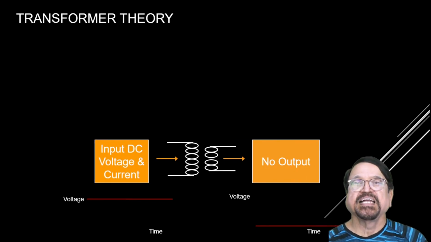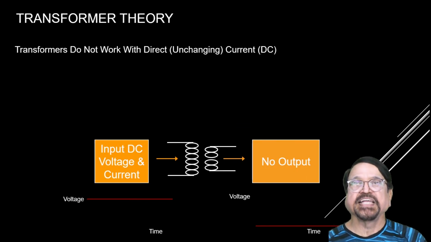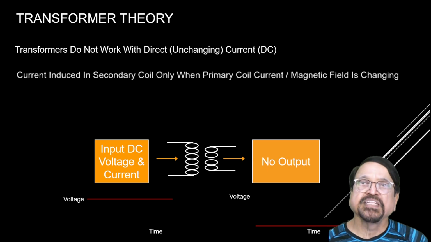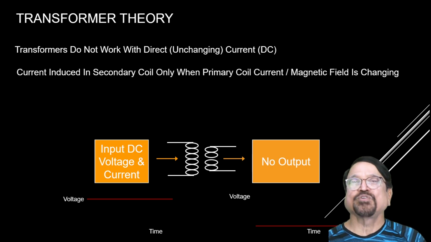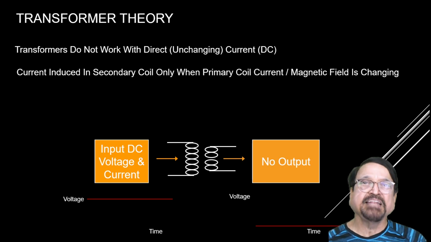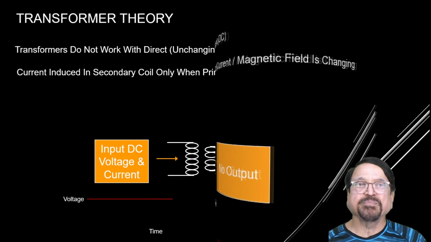Now see, here what we are seeing, this transformer does not work with direct current. Here the input is DC, direct current. So no output will come. Though there are coils, output will not be there, because there will not be any electromagnetic induction. Current is induced in the secondary coil only when the primary current or magnetic field is changing. It has to change polarity, only then will it produce electromagnetic forces.